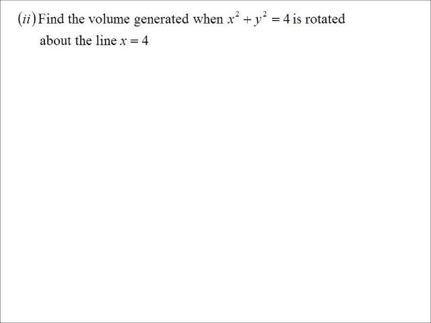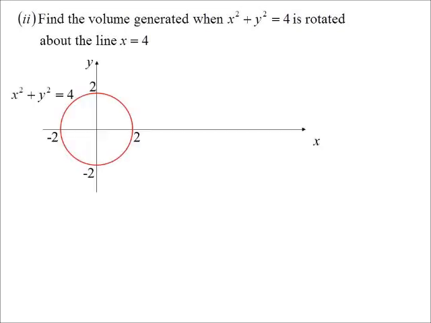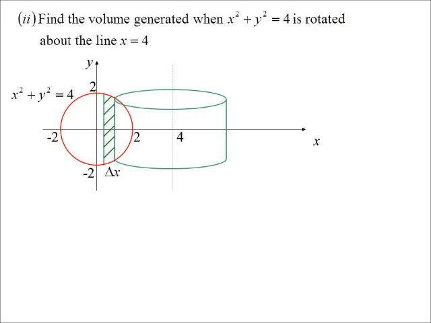Let's have a look at another one. This one's nice. Volume generated when x squared plus y squared equals 4, which is of course our circle, but we're going to go around the line x equals 4. We're going to end up with a donut. So how do we find the volume of a donut? Well, I'm going to go parallel to the axis. So there's my thickness. I'm going to rotate that around, and we'll end up, as I say, with a donut.